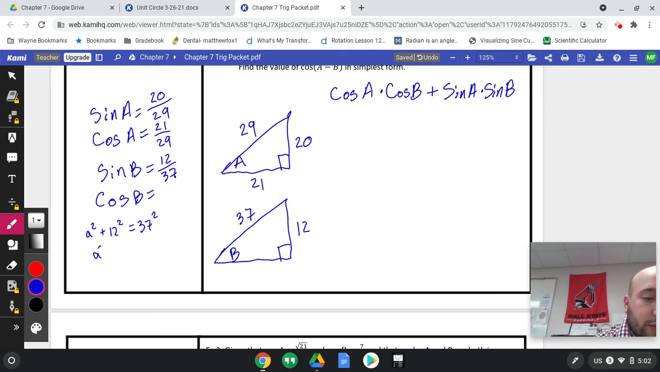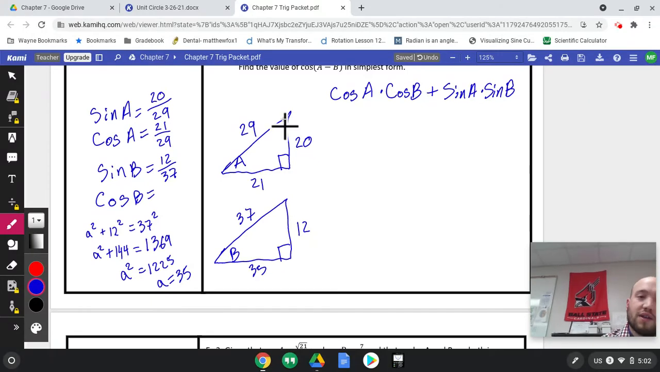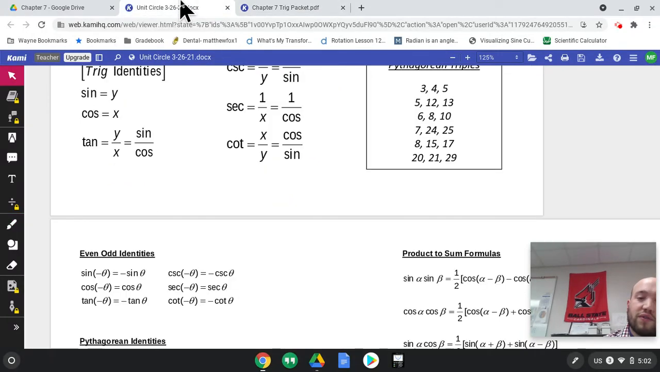Now 12 squared, you guys probably know, 144. 37 squared, I don't expect you to have that memorized. Just use your calculator. Save a little time though. It's going to be 1369. We'll subtract 144. Now we'll have A squared equals 1225. And when we take the square root of that, we'll get A to be 35. Now if you want to save your time in the future, you can add 1235.